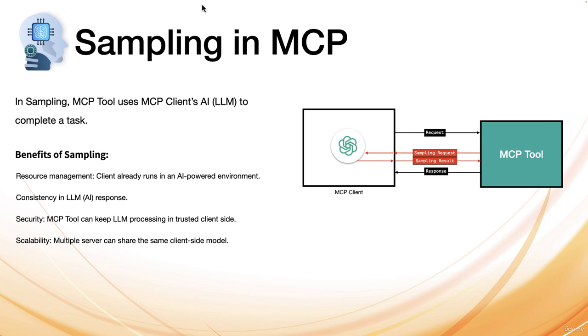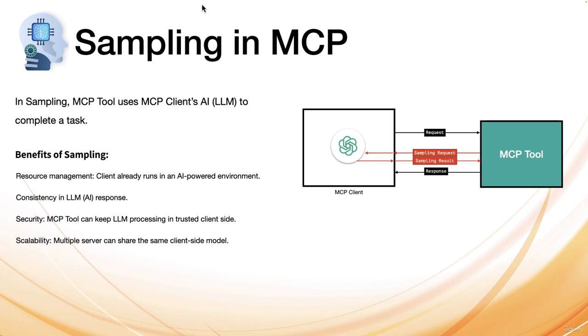This process has many benefits, including resource management. The MCP client already runs in an environment that has access to AI, for example in Claude Desktop or ChatGPT Desktop. When the client has AI already, there is no point in building AI capability into your MCP servers as well. Also, as you know, different LLMs or AI models may return different responses for the same prompt. Imagine that your MCP client used OpenAI and your MCP tool used Anthropic Claude or Claude Sonnet. In this case, the same prompt would return different responses and the final response would be confusing and inconsistent.